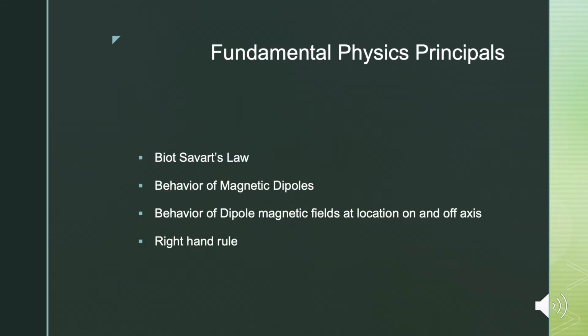We used 4 fundamental physics concepts in completing this lab. The first concept we used is Biot-Savart's law, which relates magnetic fields to their sources. We also explored the behavior of magnetic dipoles and how they act similarly to electric dipoles. Another principle we used is how the magnitude of the magnetic field is larger on axis than it is off axis. Finally, we used the concept of the right-hand rule for magnetic fields to determine the direction of the field at a given point in space based off of the current.